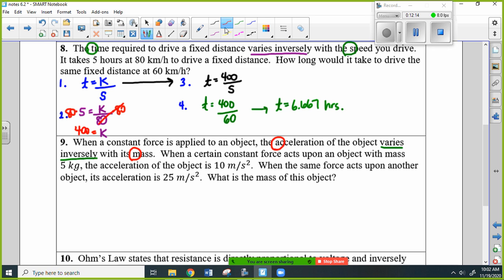All right, so make sure that you can pick out those key components. And inverse, again, is another division problem.